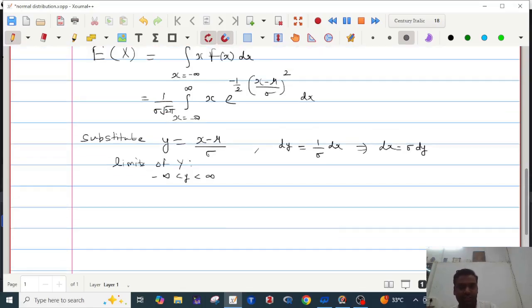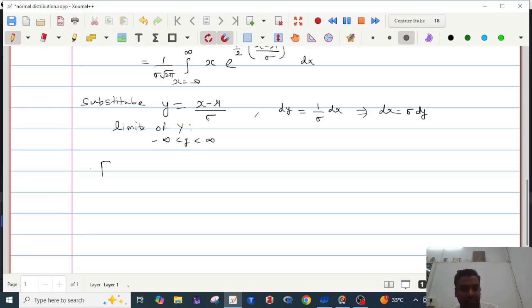Now put all these things in this integration. What we get here? Expectation of x is equal to 1 upon sigma under root 2 pi, integration instead of x, this is y from minus infinity to infinity. Y is equal to x minus mu upon sigma. So this also implies x is equal to sigma y, and this minus mu goes this side as plus.